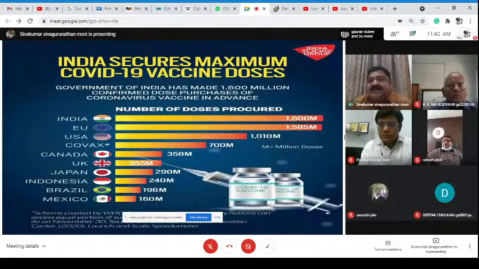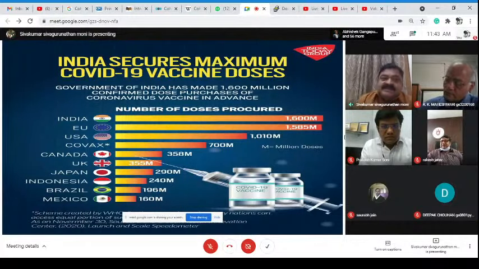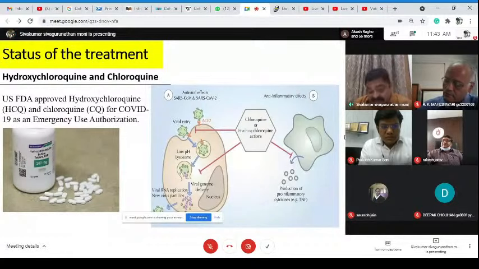This is from India today, as published, that India has procured the maximum doses of vaccine compared to other countries. 1,600 million doses of the vaccines have been procured by our government, and we are the topmost when compared to the European region, USA, COVAX and all other countries. Now, is vaccination the only solution? We cannot assure that a vaccine gives 100% protection. Of course, as I already told, it can give 70 to 90% mapping.